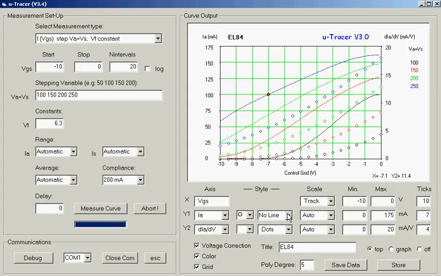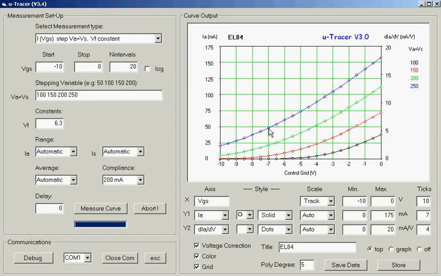We can again also turn on the line for the anode current, and then we measure also the anode current, 48 milliamps, with a transconductance of 11.4. Exactly the values from the datasheet, which again shows what a beautiful and accurate measurement tool the uTracer is.